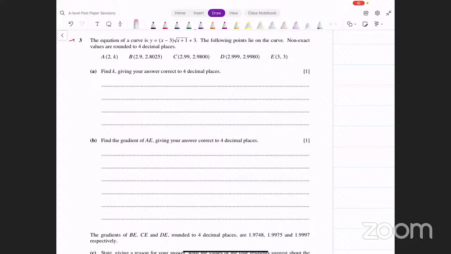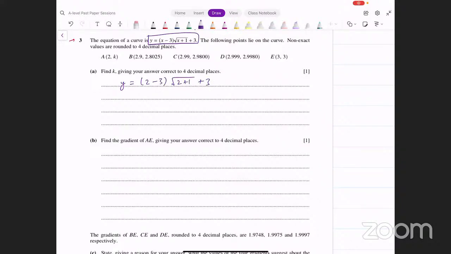सबसे पहले वो कहता है find the value of k, giving an answer correct to 4 decimal places. How can we find the value of k? All of these points lie on the curve, right? So this point also lies on the curve, the point A. हम क्या करेंगे? हम यहाँ पे लिख देंगे, we've got the equation y equals, डायरेक्टली इनपुट कर देते हैं, ये इक्वेशन है, इसके अंदर मैं ये पॉइंट इनपुट कर रहा हूँ, and instead of x I can input 2, so I get 2 minus 3 into square root of 2 plus 1 plus 3, and I can just evaluate that.